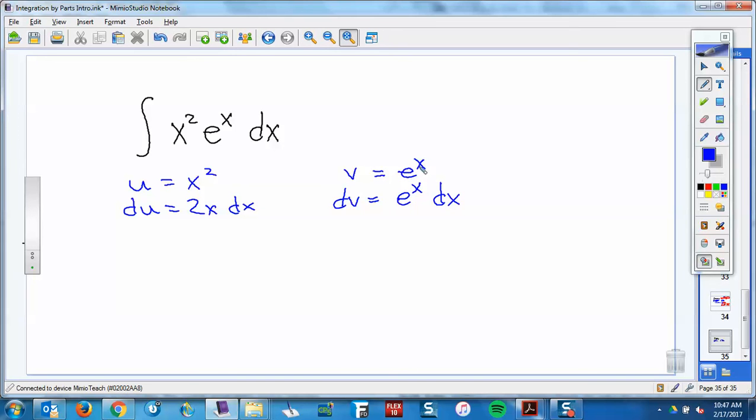All right? So u times v, so x squared e to the x, minus... wait, we're going to have to do two integration by parts in the same one? You gotta be kidding me. Minus the integral of v du.